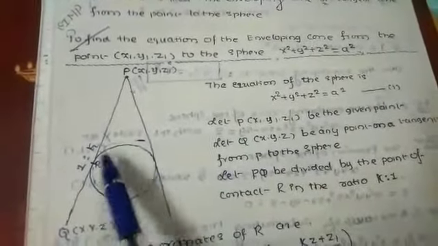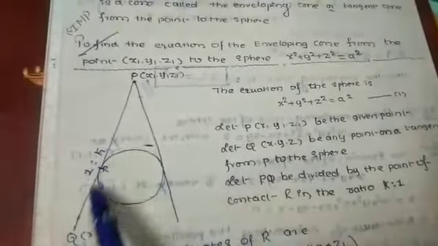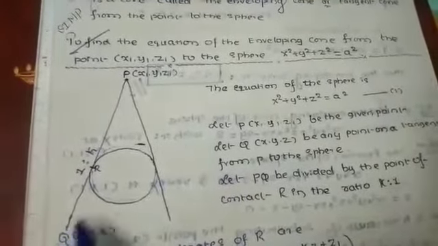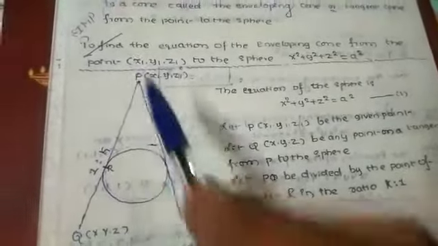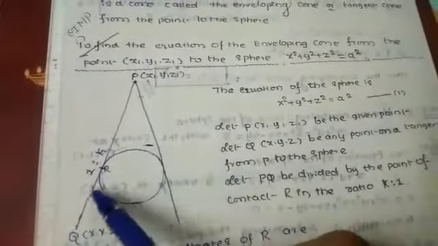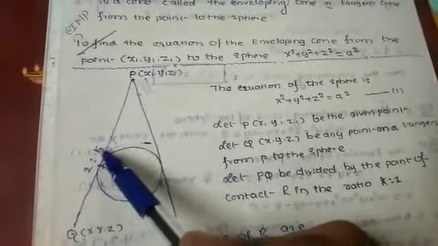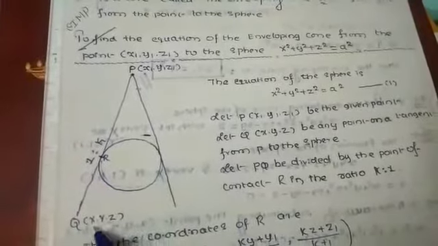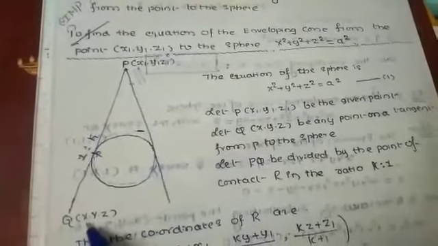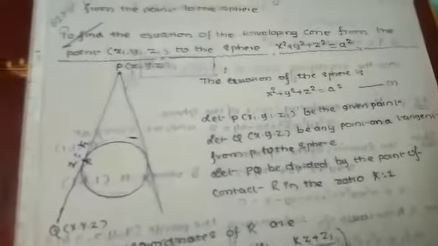R is the point of intersection of the sphere and this tangent line. So this sphere is enveloped by this cone. R divides the line PQ in the ratio 1:k, and Q is any point on that tangent line. So we have considered this in order to prove the theorem.